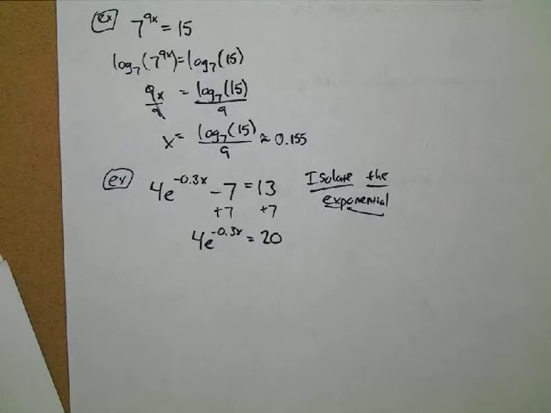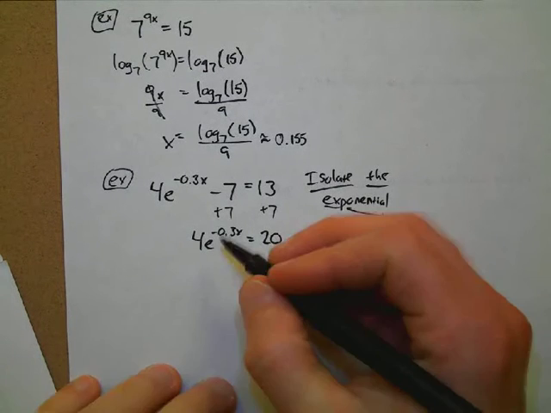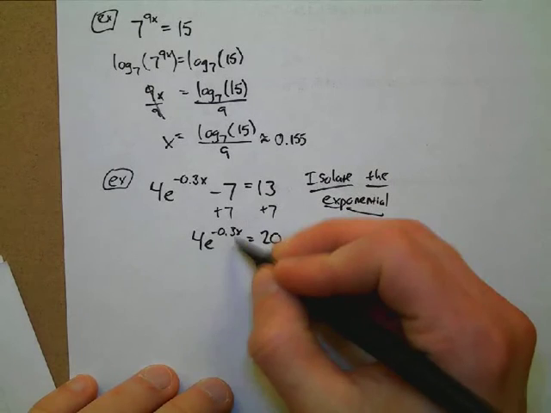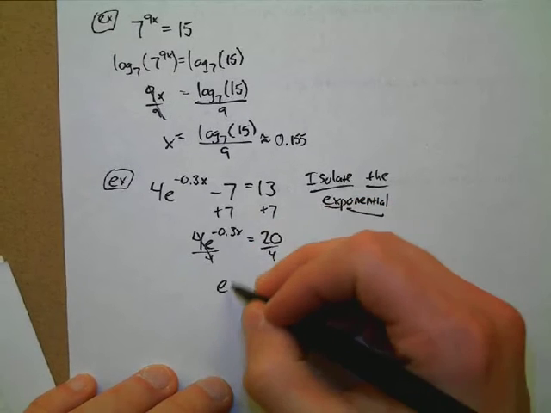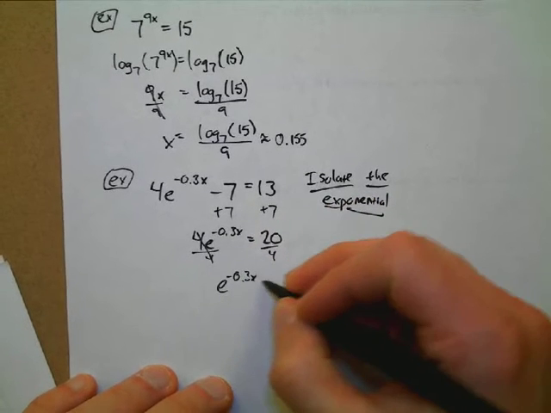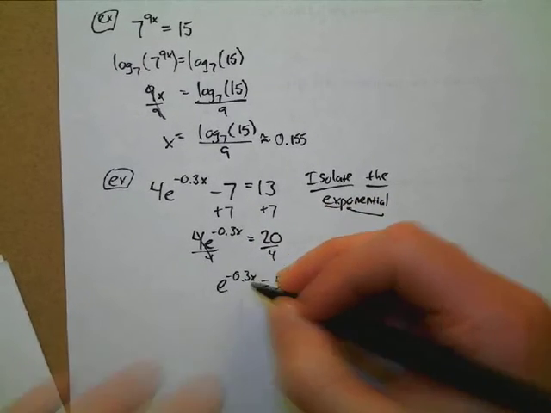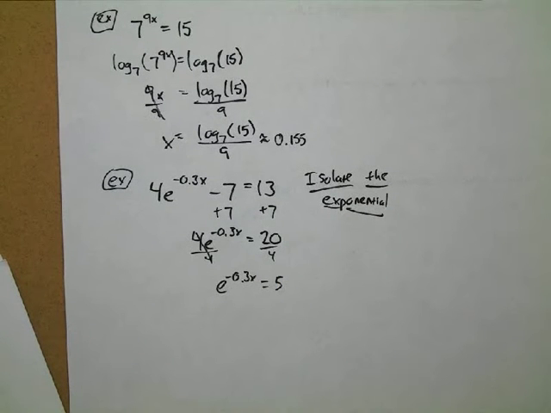Can we use the logarithm now? No. What should we do next for our next step here? Divide by 4, right? We still haven't isolated the exponential. e to the negative 0.3x, that's our exponential. So we've got to get rid of that 4. We'll divide both sides by 4 there. e to the negative 0.3x equals 5.